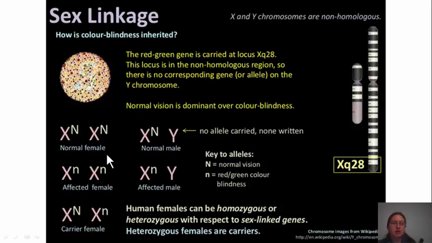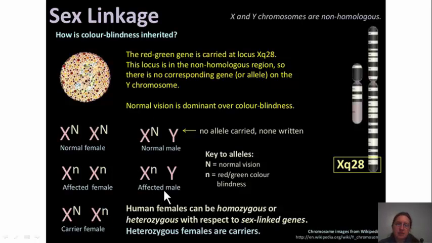So if you have a normal female, we usually indicate this with a capital N. So a normal female would have 2 X's with a capital N superscript. An affected female, a colorblind female, would have to have both the X's to have the lowercase n in the superscript. But you could be a female that is a carrier, which means that she carries the gene for color blindness, but only on one of her chromosomes.